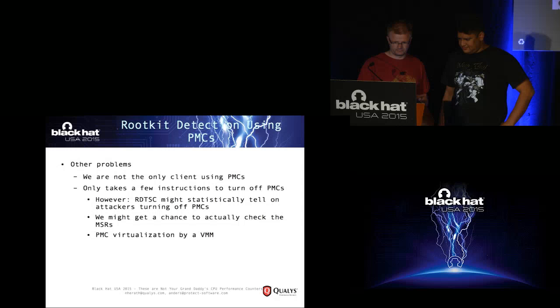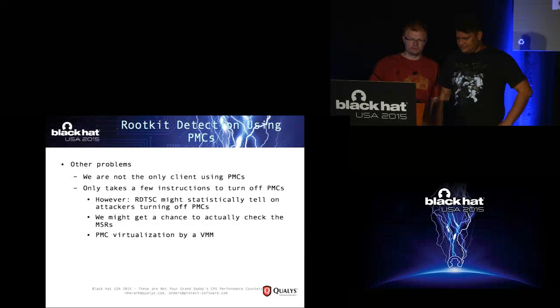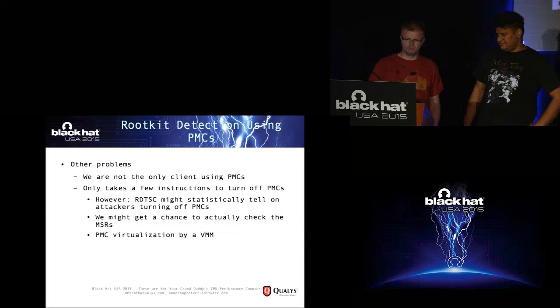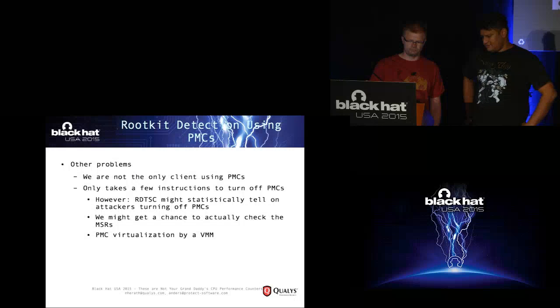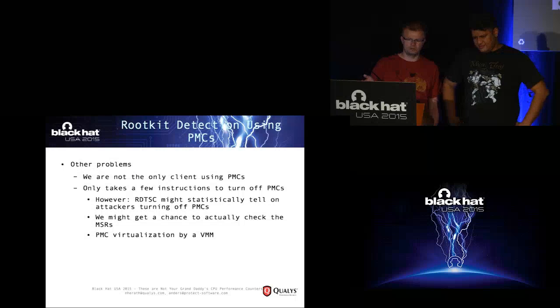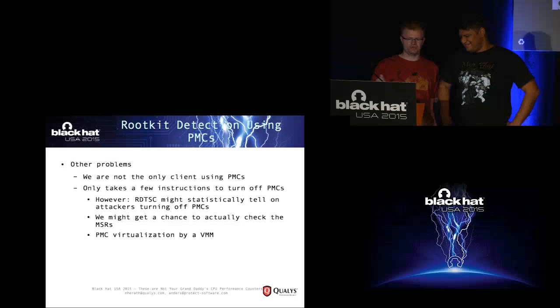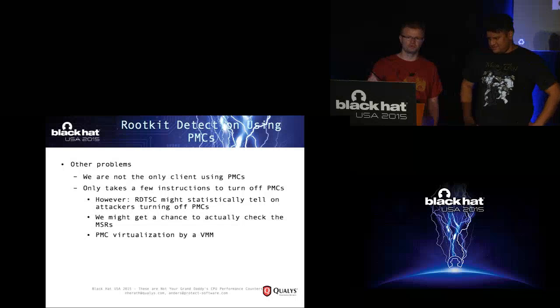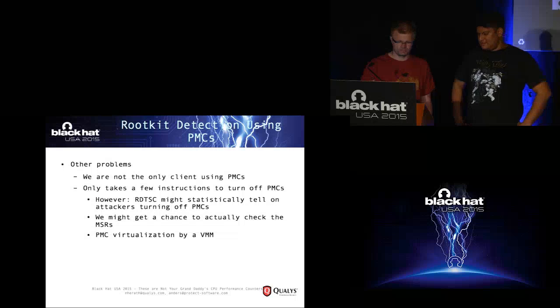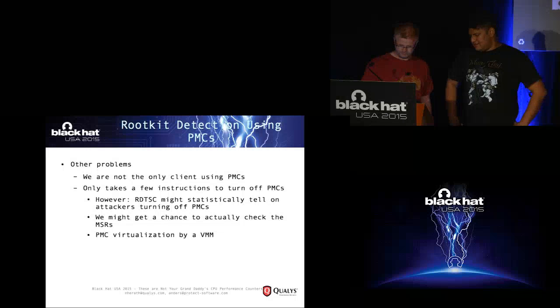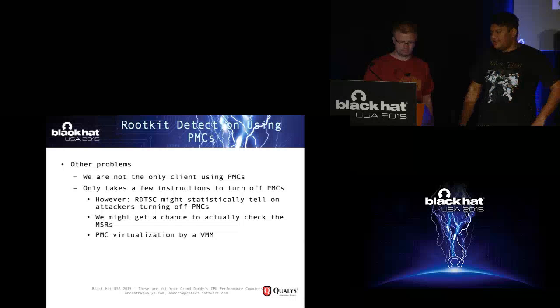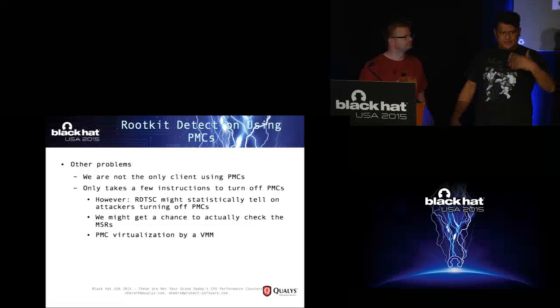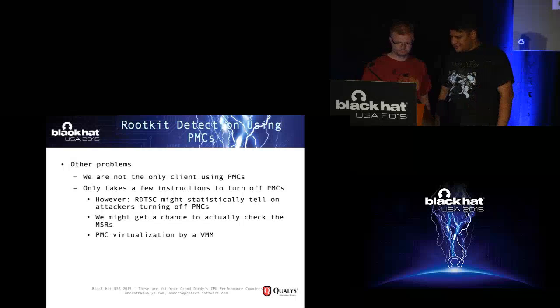So obviously our method can be defeated. We're not the only client using the PMC, so other rootkits could override our PMC usage. However, the RDTSC instruction might statistically tell on the attackers turning off the PMC, so we might actually know if somebody is trying to detect us or avoid detection by these means. And we might actually get a chance to check the MSRs detected that way as well. And also PMC virtualization by VMMs adds another layer of complexity to the whole process.